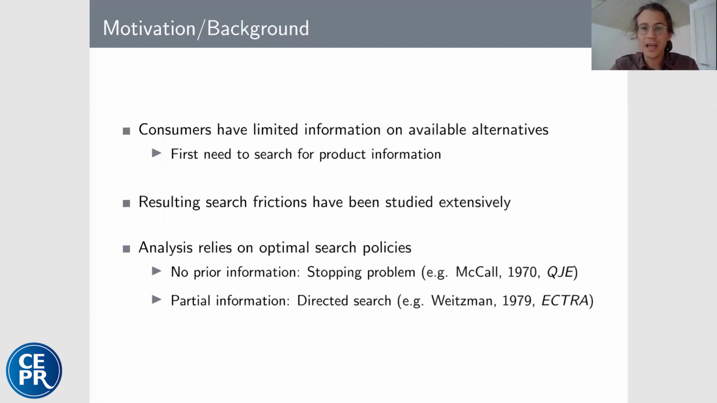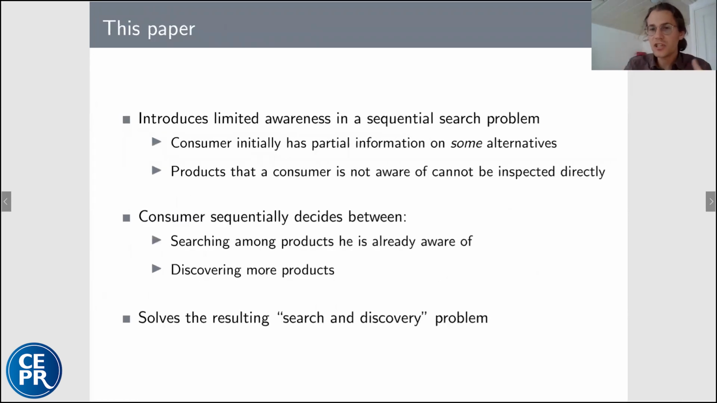In my paper, I extend this literature by introducing limited awareness into a sequential search problem. What I intend to capture with this is that in many settings, it's easy to imagine that a consumer has partial information only on some alternatives. So he might have heard about some options from his friends, or he's seen some ads, but usually there's also a lot of products that the consumer has never heard of.